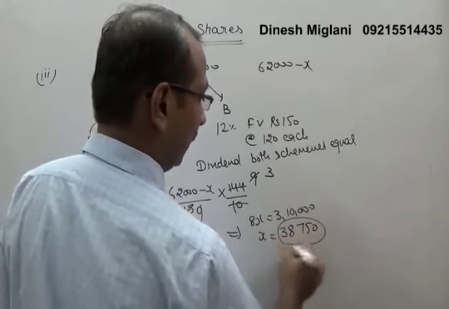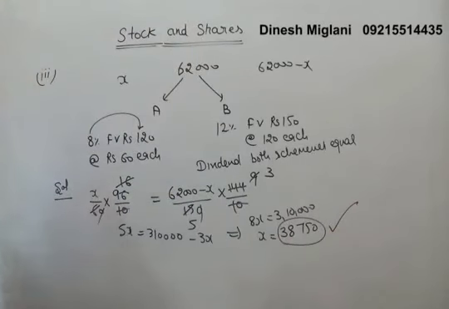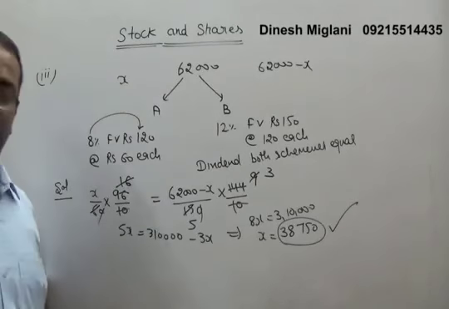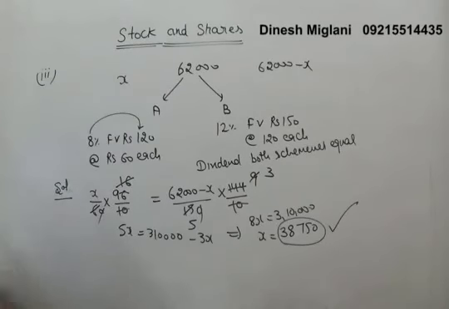So I may say that his investment in the first scheme was rupees 38,750, and if you have to find the investment in the second scheme, you have to just subtract that 38,750 from 62,000. You are in a position to get your answer.